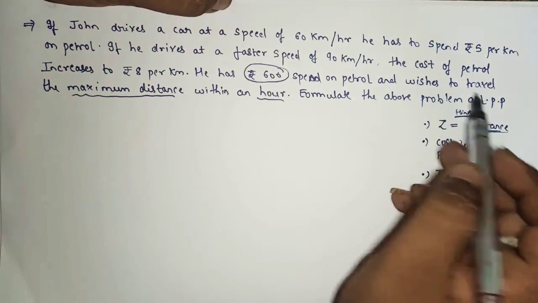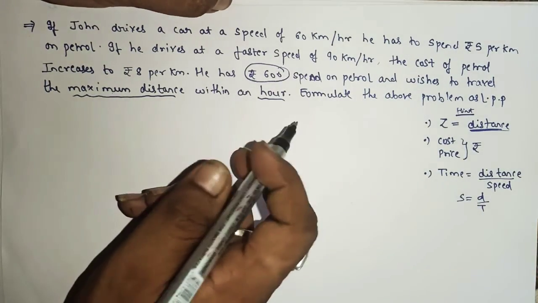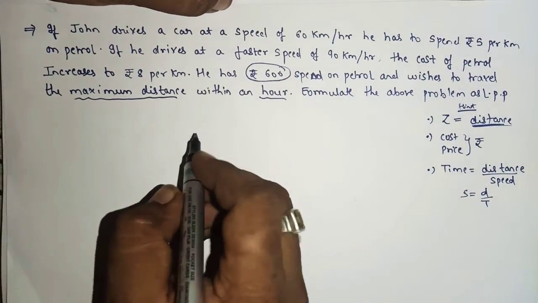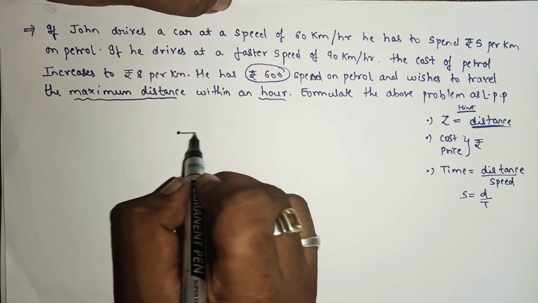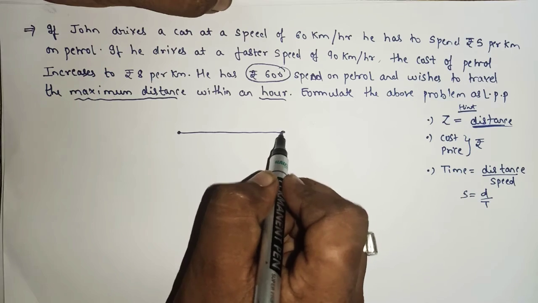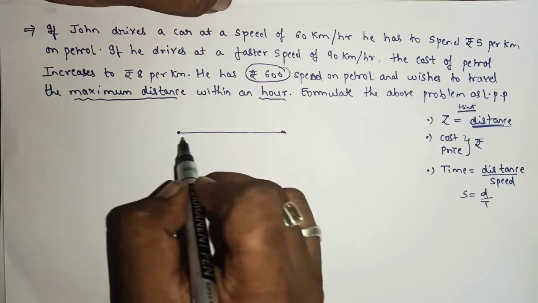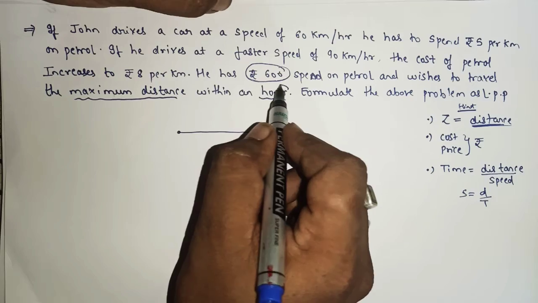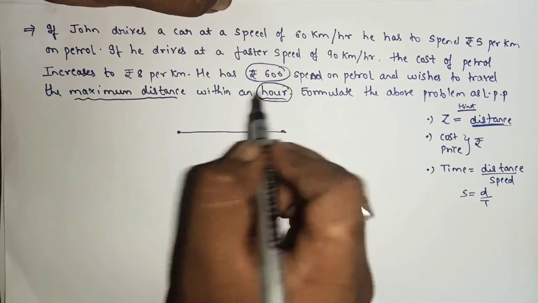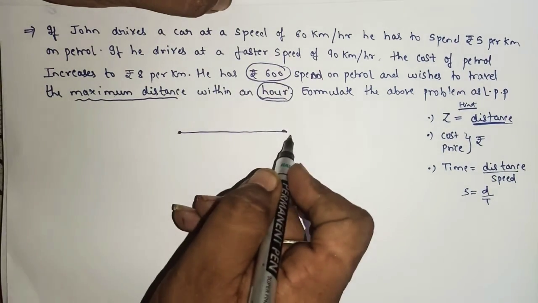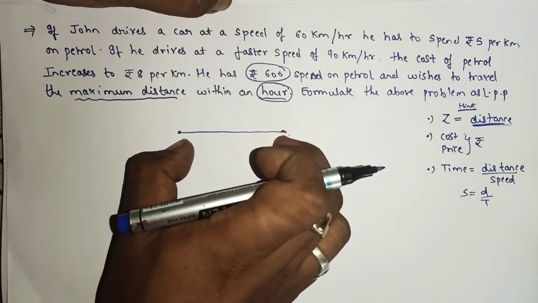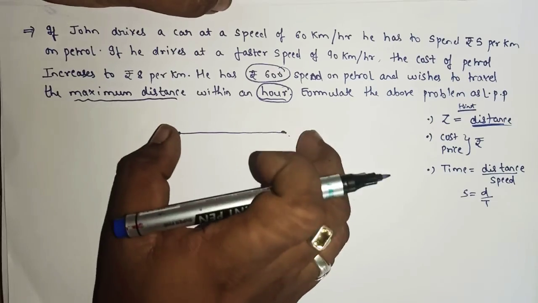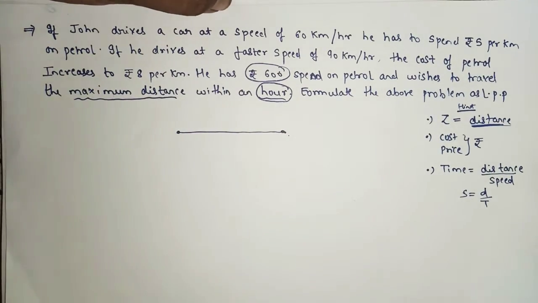600. And he wishes to travel a maximum distance within an hour. Now suppose John is driving a car and he has to cover a certain distance from here to here within 1 hour. It is clearly said that he wishes to travel a maximum distance from here to here, and we don't know what the maximum distance is, whether it is 30 kilometer, 40, 60, 70. How much distance he has to cover within an hour, that exactly we don't know.